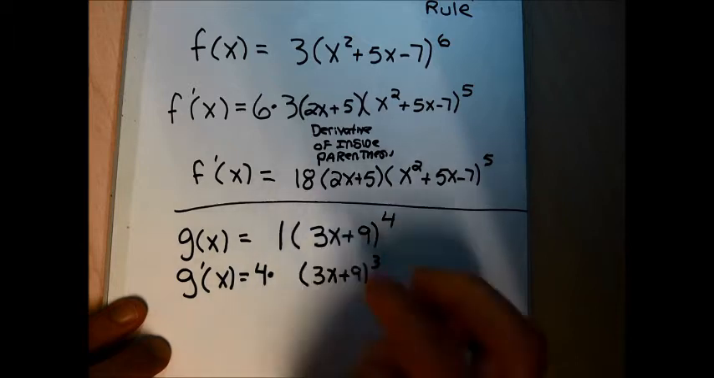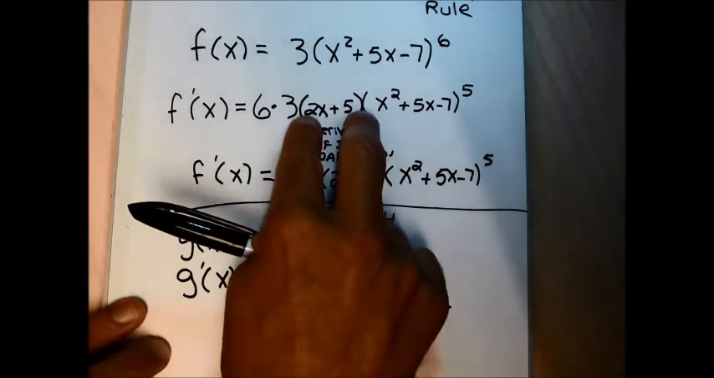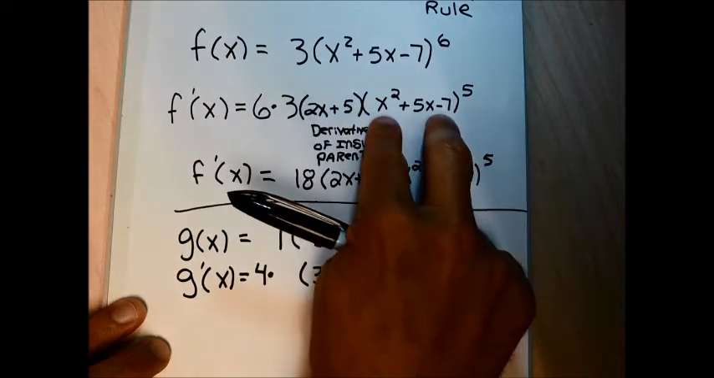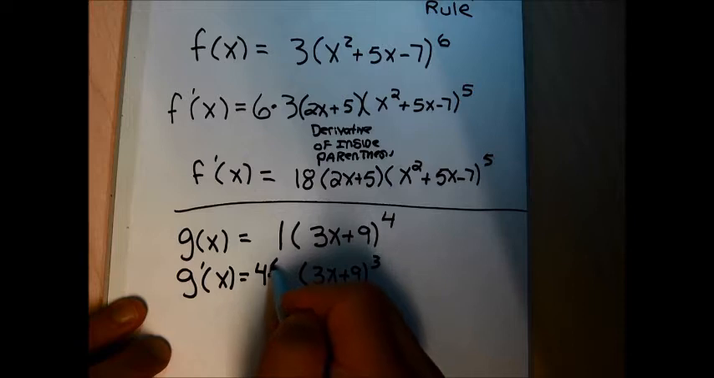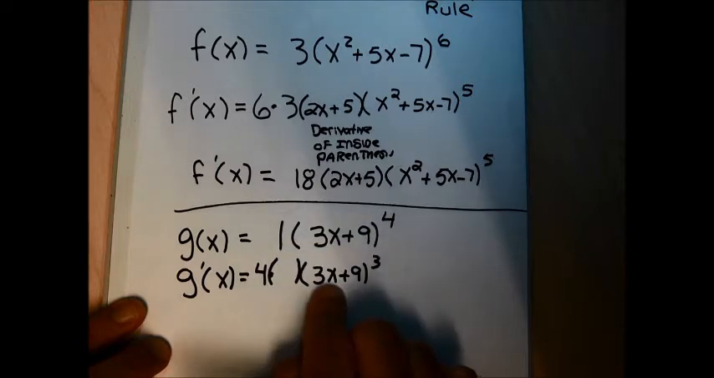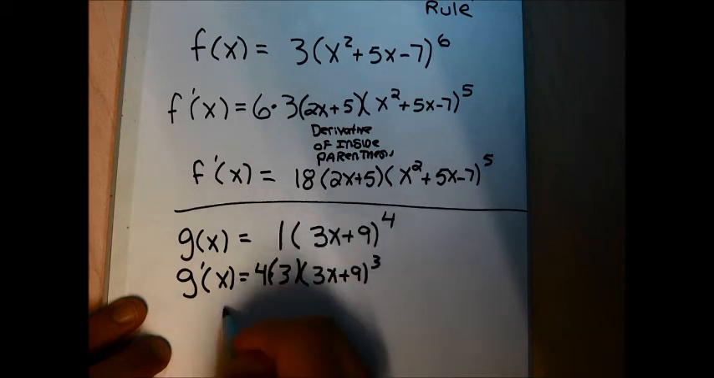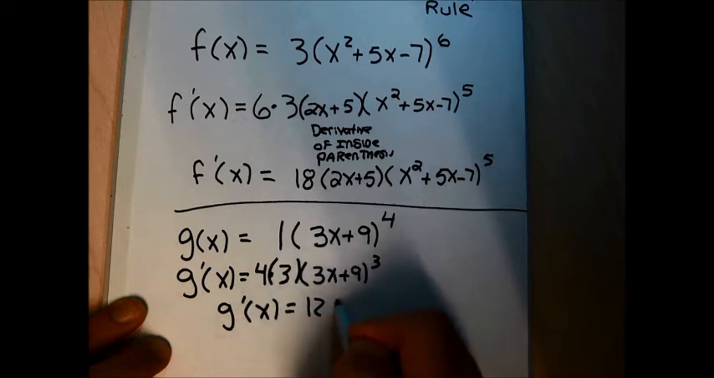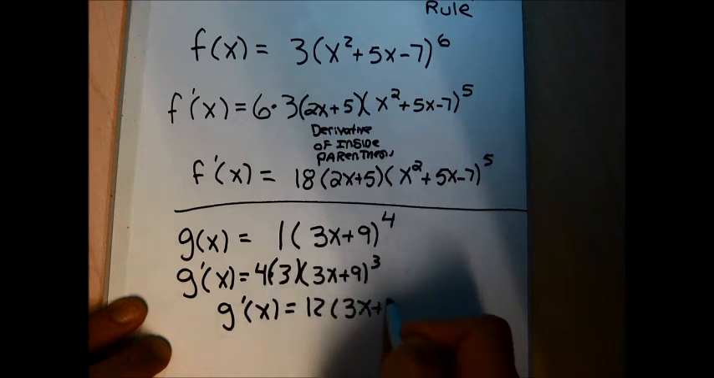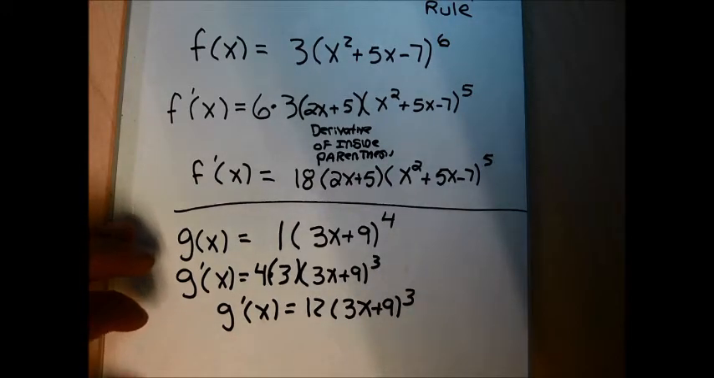I put a times sign, and after that times sign I put the derivative of the contents of the parentheses. Last time I needed a parentheses because there were 2 terms in the derivative of that parentheses. Here I won't need a parentheses, but I could have it. Derivative of 3x is 3, the derivative of 9 is 0, so I just need a 3 here. Now I'm going to write g prime of x equals 12 times 3x plus 9 cubed. 2 more and we'll move on to the section.